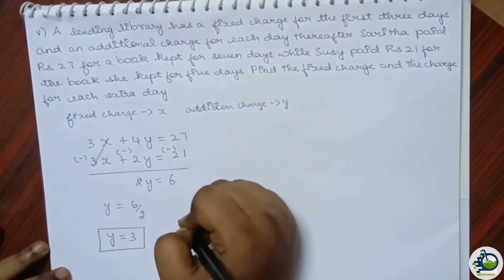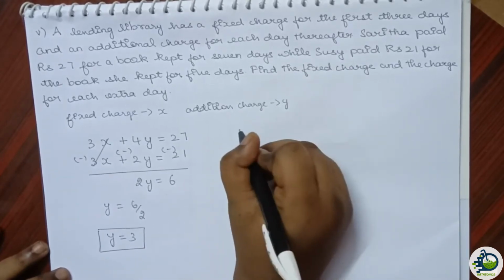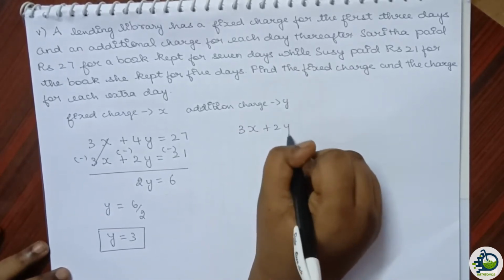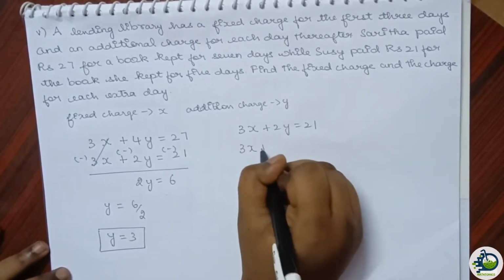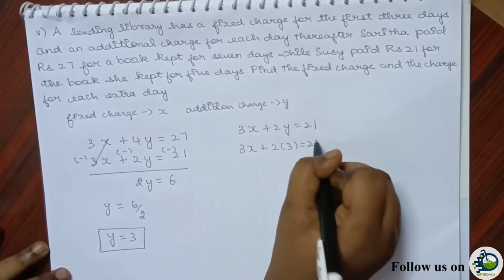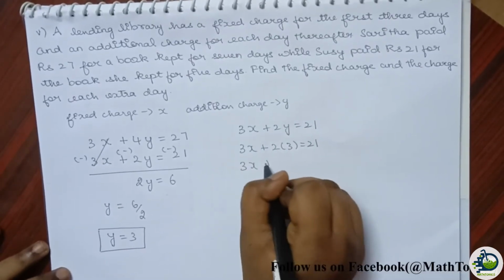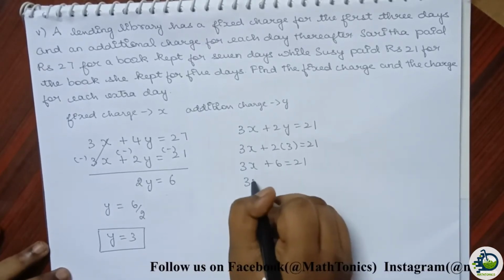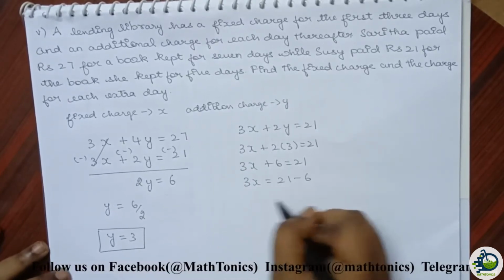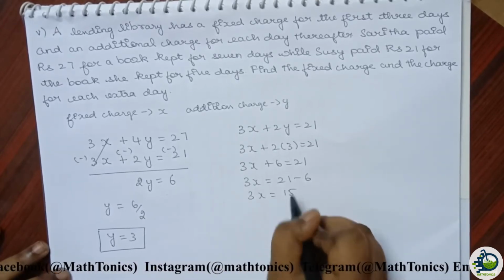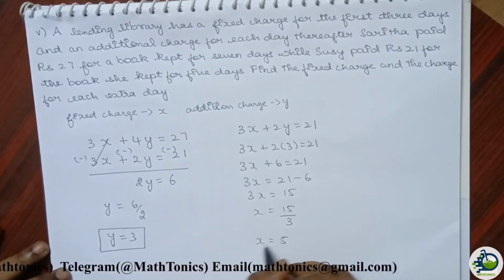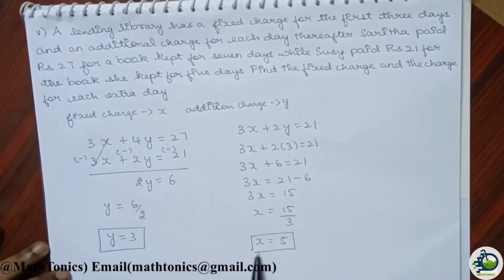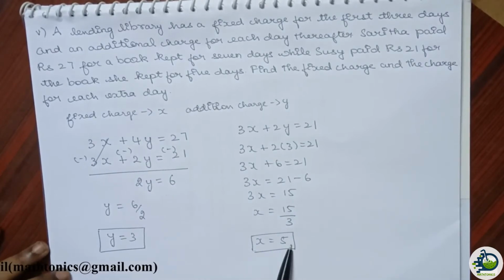Now we have to substitute it in any one of the equations. I am substituting in the second equation. So 3x plus 2y is equal to 21. Here instead of y we have to substitute 3. So 3x plus 6 is equal to 21. 3x is equal to 21 minus 6. 3x is equal to 15. So x is equal to 15 by 3. So x is equal to 5. Therefore the fixed charge x is 5. So the fixed charge is rupees 5 and the additional charge is rupees 3.